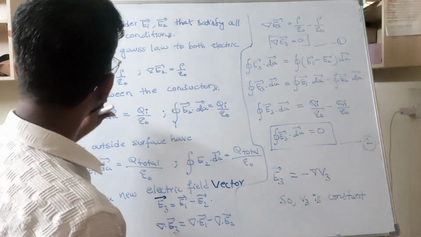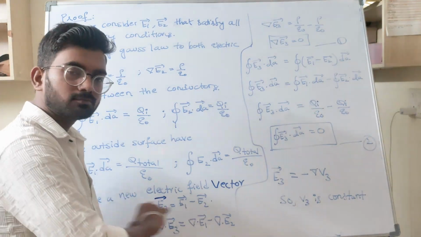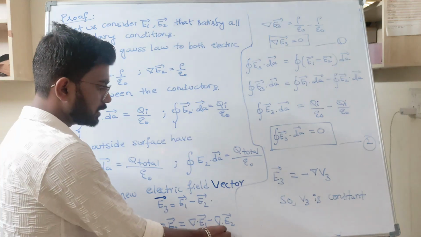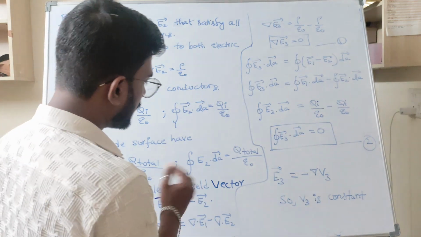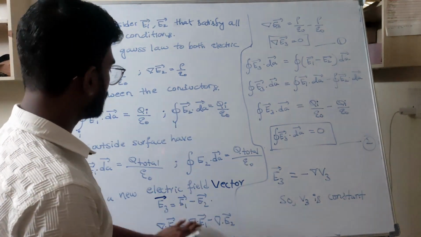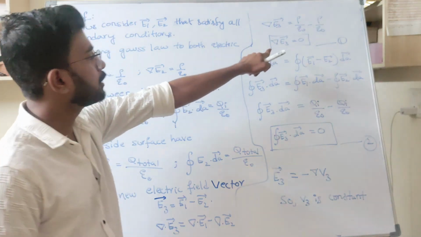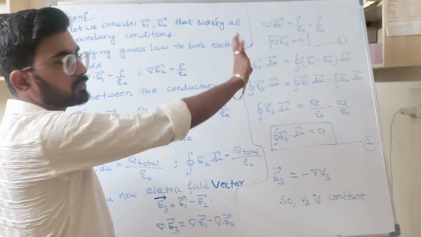Again I am applying del on both sides. So del E1 bar minus del E2 bar gives del E3 bar. After applying del on both sides, I substitute del E1 bar as rho by epsilon naught and del E2 bar as rho by epsilon naught. So now I got 0: rho by epsilon naught minus rho by epsilon naught is 0. That is the first equation.